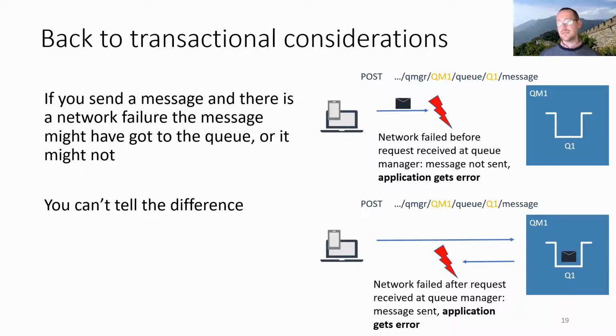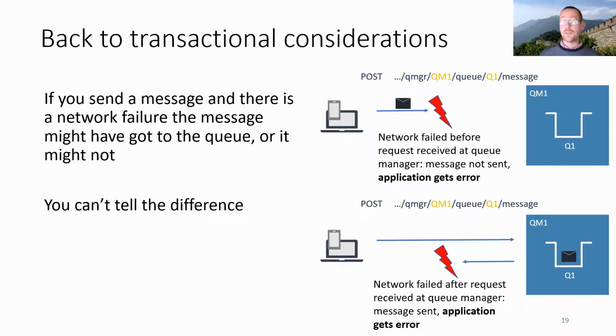If, however, I did actually successfully send that message, it's ended up in the queue. So I'm now talking about the bottom picture, and the network fails. I still don't know whether that message got to the queue or not. In this case, it did. If I tried to resend that message, I would get two messages in the back end queue, and then we're talking about that potentially being a problem. Is that a problem or not? It depends on what the back end application does. Is it idempotent or not?